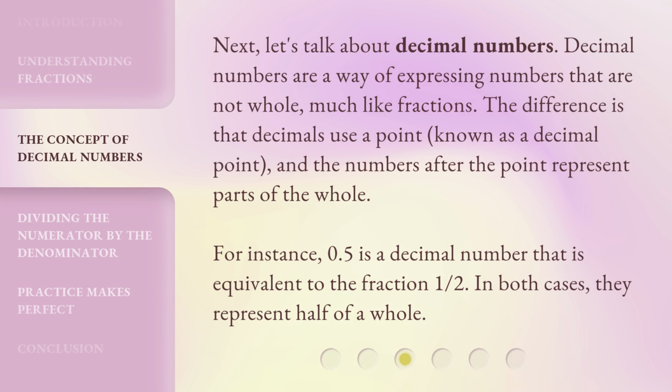Next, let's talk about decimal numbers. Decimal numbers are a way of expressing numbers that are not whole, much like fractions. The difference is that decimals use a point, known as a decimal point, and the numbers after the point represent parts of the whole. For instance, 0.5 is a decimal number that is equivalent to the fraction 1/2. In both cases, they represent half of a whole.